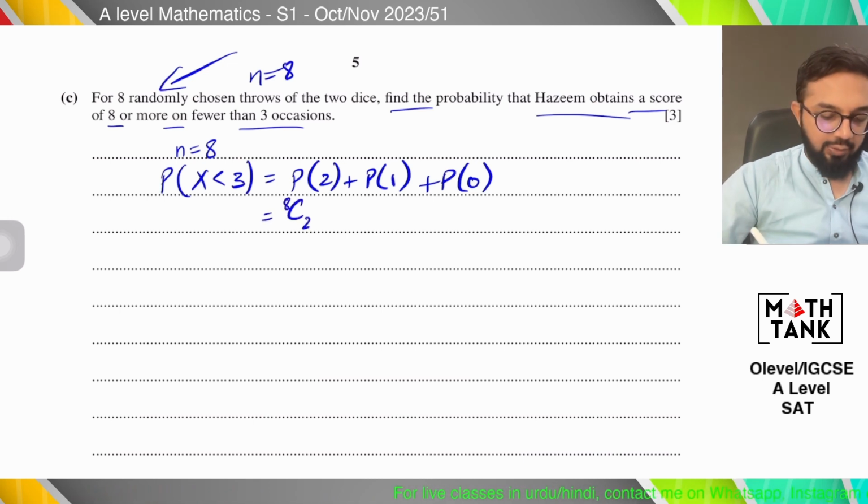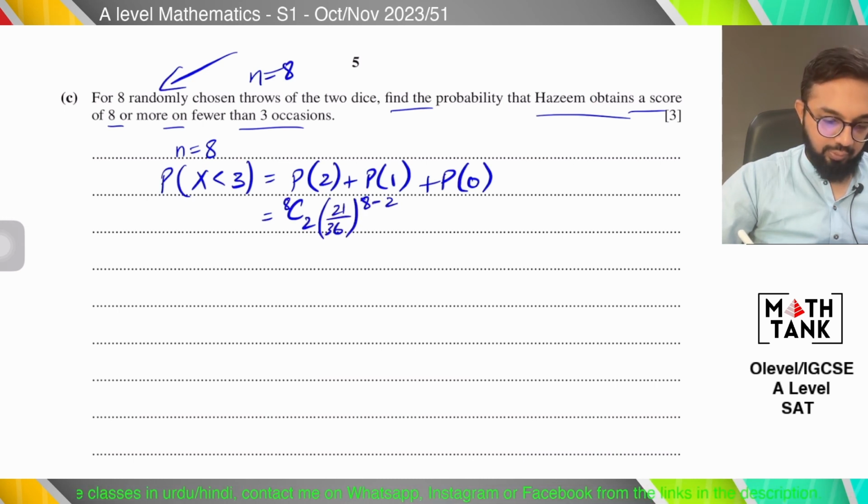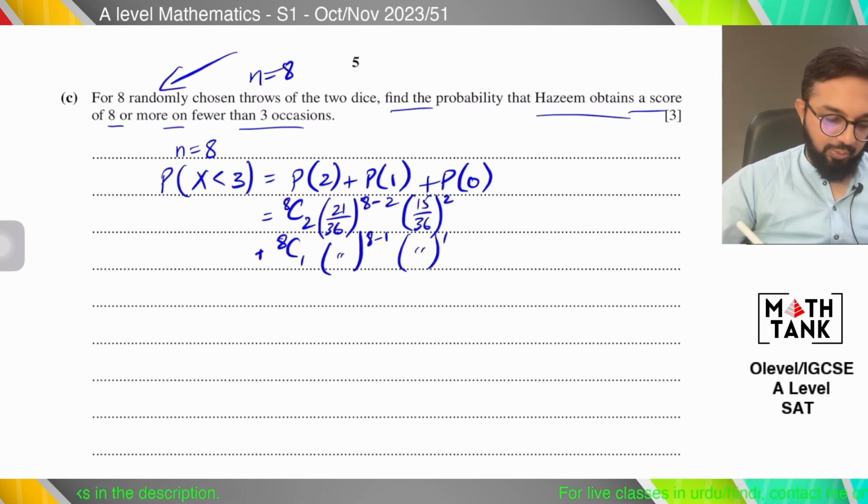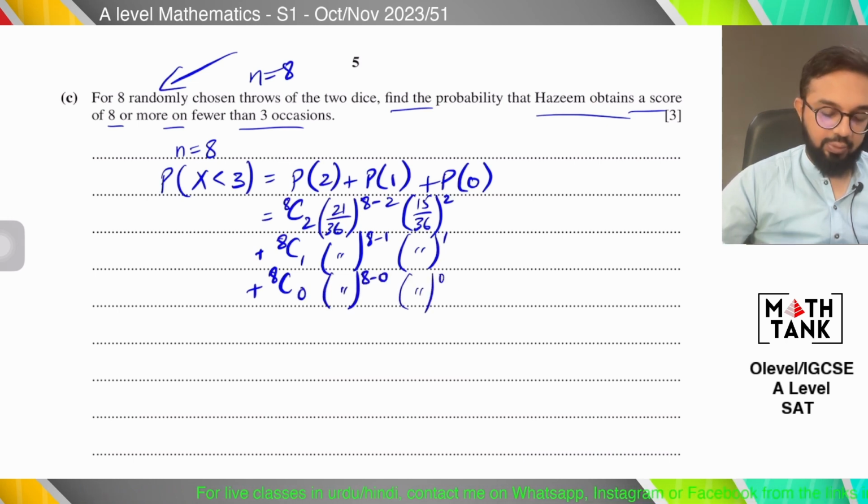I'm going to say 8c2 q power n minus r, p power r, plus 8c1 q power 8 minus 1, p power 1, plus 8c0 q power 8 minus 0, p power 0.